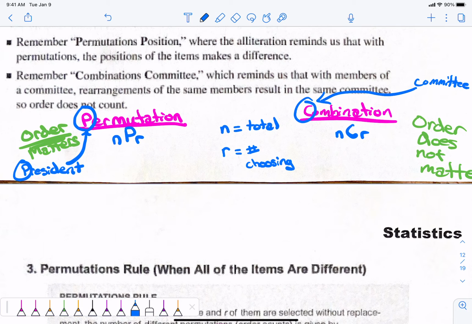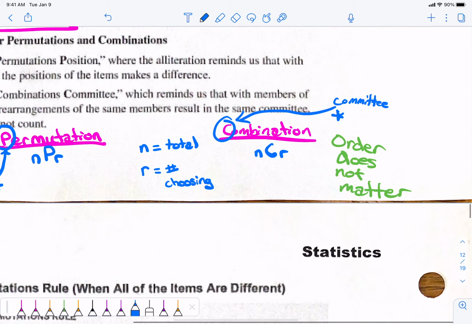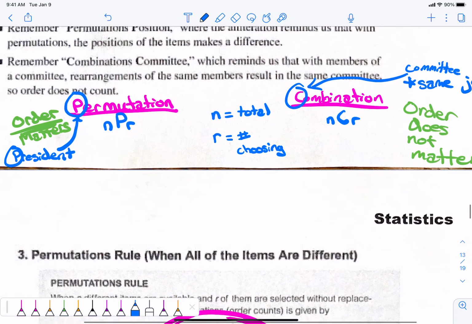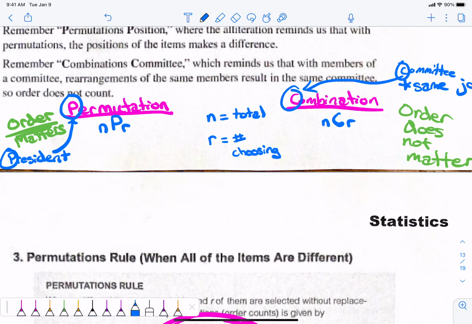So if I have this group of 17, and now instead of choosing first, second, third place, I'm choosing Lily, Ashton, India to be on a committee of some sort. If I call Lily, Ashton, India versus Ashton, India, Lily, it doesn't matter what order I say your names in, because you're all going to be on the same committee. You have the same job, okay? So I'm going to put over here, same job. If they have the same thing, same job, then the order doesn't matter, and it's a combination, right? Combination, committee. P is permutation for president. Those are the same letter. That's how I remember the difference between the two.